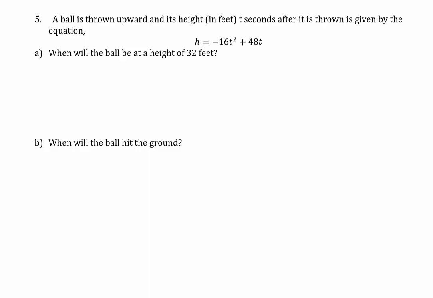All right, one more application problem. This problem says a ball is thrown upward and its height in feet, so h must be height, t seconds after it's thrown is given by the following equation. h equals negative 16t squared plus 48t. Part A, when will the ball be at a height of 32 feet? That's asking us what is the time, find t, when h is 32.